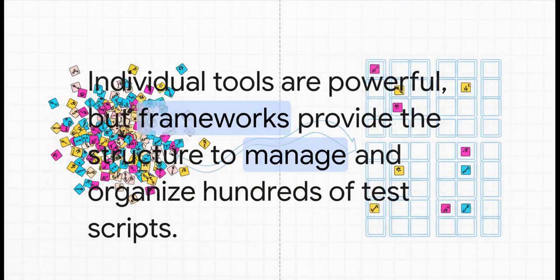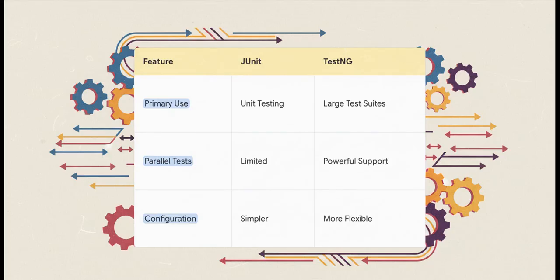Because let's be real, as a project gets bigger, you can't just have hundreds of test scripts lying around in total chaos. It would be a nightmare. You need a framework. It's like a skeleton that gives you structure, with rules and libraries to keep everything organized and efficient. Let's just take the Java world, for example.